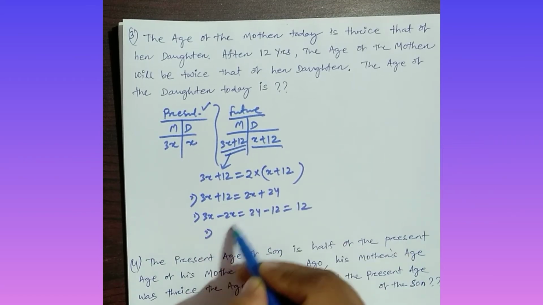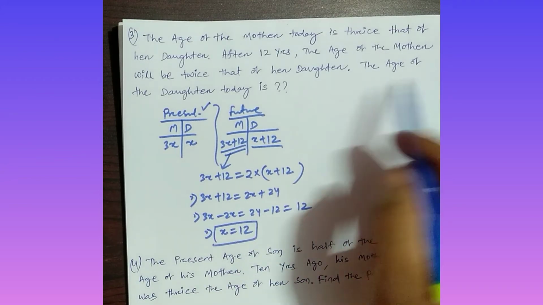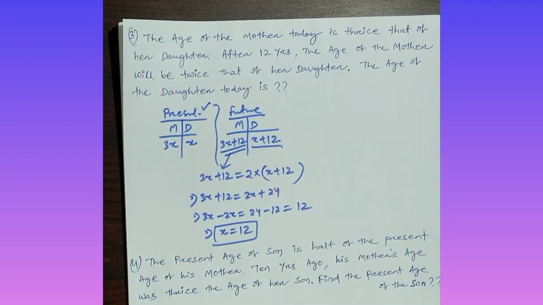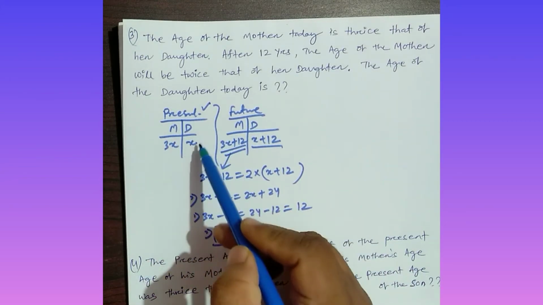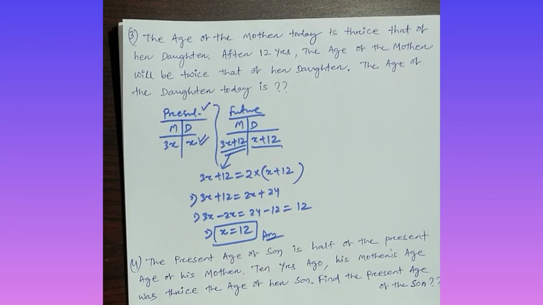12. So 3x minus 2x is what? x. So x equals 12. So the question is asking the age of the daughter today, meaning the present age of the daughter. That is x. So you are getting the x value as 12. This is your answer.